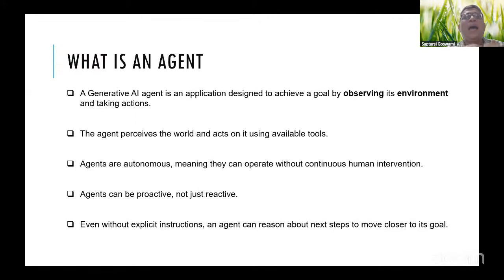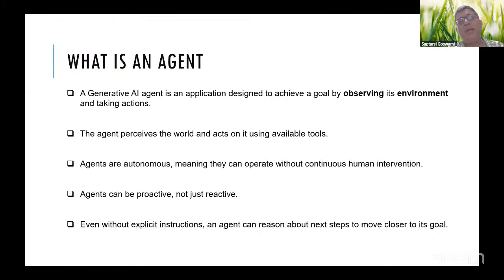And that should have some kind of a refinement loop. So you will always have the option to tell it that the sources you are going through so far are not that good, so you should now include this source also, right? So these are some of the important characteristics that you see. Autonomy, less human intervention, and then as I said, it should be proactive. It should not completely depend on humans' decisions, right? And even without explicit instruction, an agent can reason about next steps to move closer to the goal.